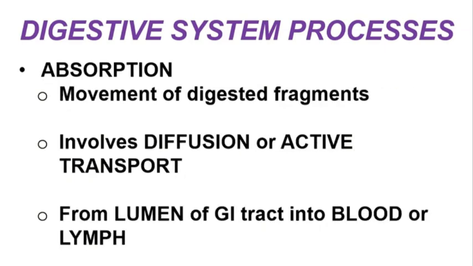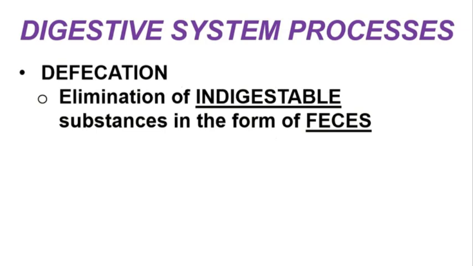Absorption describes the movement of digested molecules of food from the lumen of the gastrointestinal tract into the blood or the lymphatic fluid. Absorption usually involves diffusion or active transport and primarily takes place in the small intestine. Finally, we will see that defecation involves elimination of indigestible food substances, and removing those from the body in the form of feces.